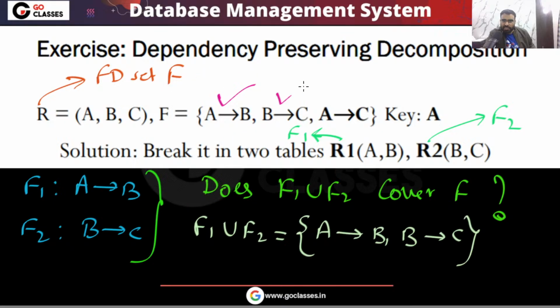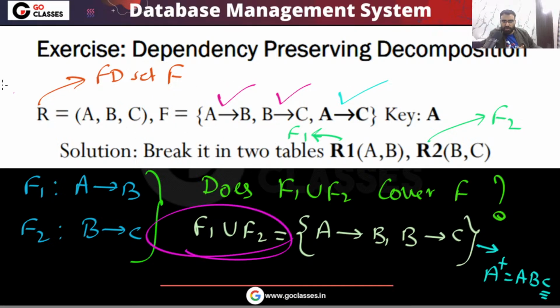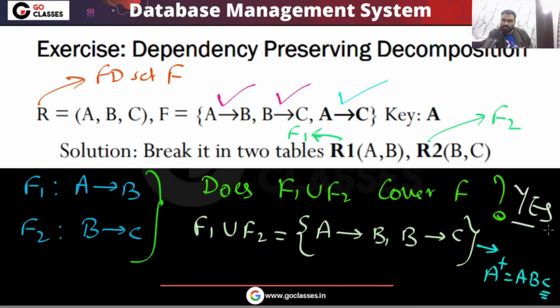What about B determining C? Yes, this is also covered by F1 union F2. What about A determining C? That is also covered. Why? Because in this F1 union F2, if you find A plus, that will be ABC. So A determines C is also covered. So every FD of F is covered by F1 union F2, so this decomposition is a dependency preserving decomposition. Does F1 union F2 cover F? The answer is yes. I hope you understood.